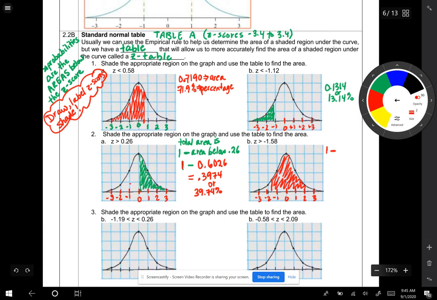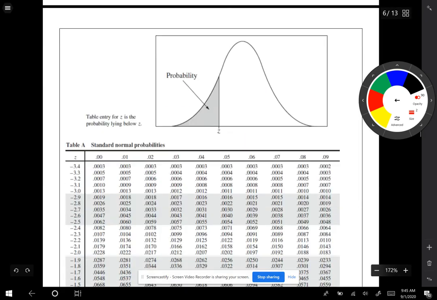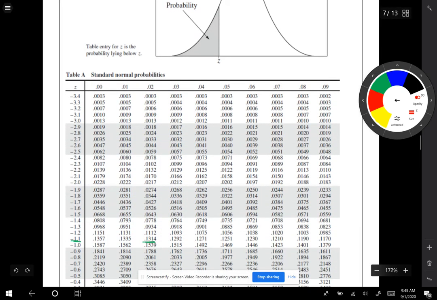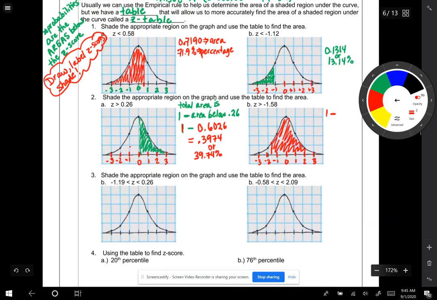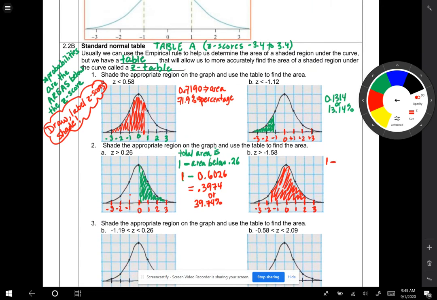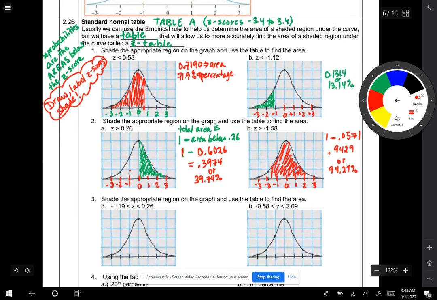So let's find negative 1.58. So negative 1.58 right here, 0.0571. So that would give us 0.9429 or 94.29%. Okay.